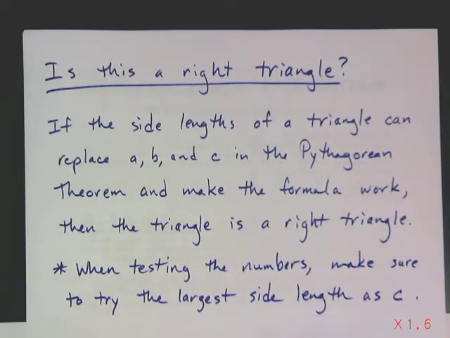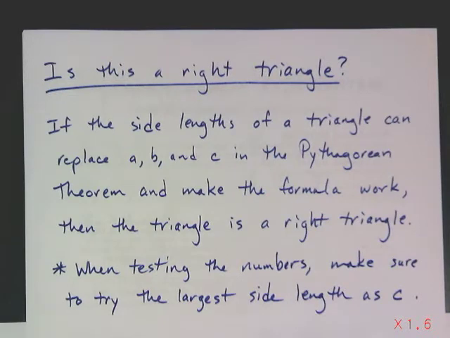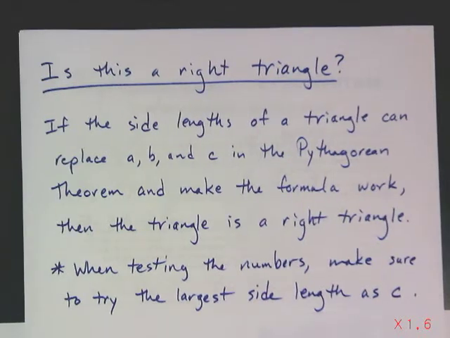The thing you have to remember, though, is when testing the numbers, make sure that whatever your largest side length is, you fill in for C in the Pythagorean theorem. Because otherwise, your math will all be wrong, and it doesn't matter if it's a right triangle or not. If you're not filling in the largest number as C, it's going to come out wrong no matter what, even if it is a right triangle.